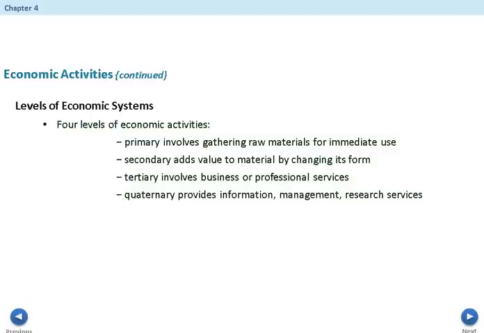You also have a quaternary, and quaternary is actually a growing industry. They provide information, management, research services. This would be somebody that might go out there and give a survey and then try to figure out what the best way is for a business to run. That would be a quaternary industry. So again, 4 different levels of economic activity.